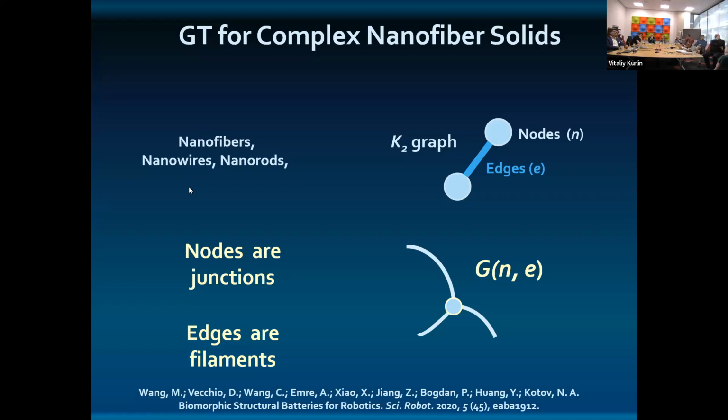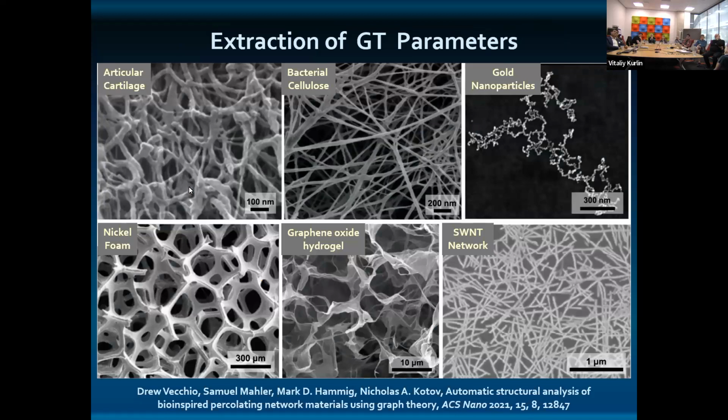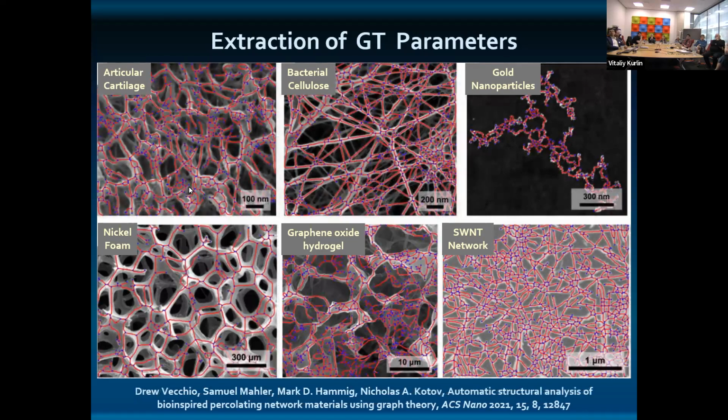And after that, we can describe the whole zoo of the solids that have been used in the composites area for a long time, that have these kinds of patterns in their structures. Not just the cartilage, it's also the composites from cellulose, foam, graphene, and others. How do we do the graph theoretical description here?